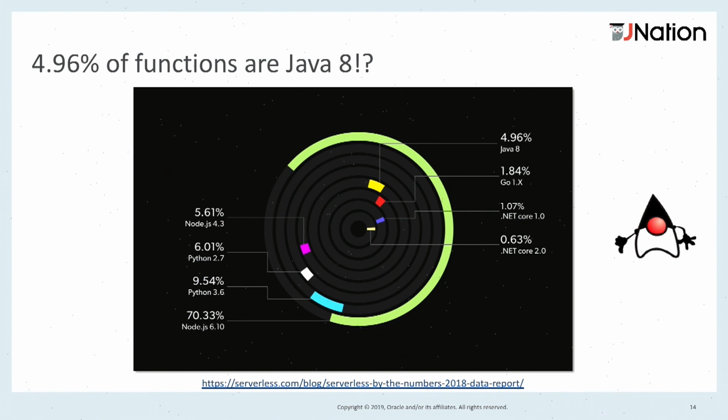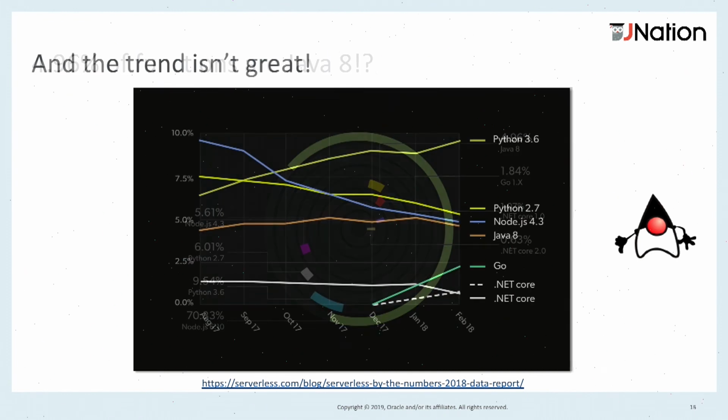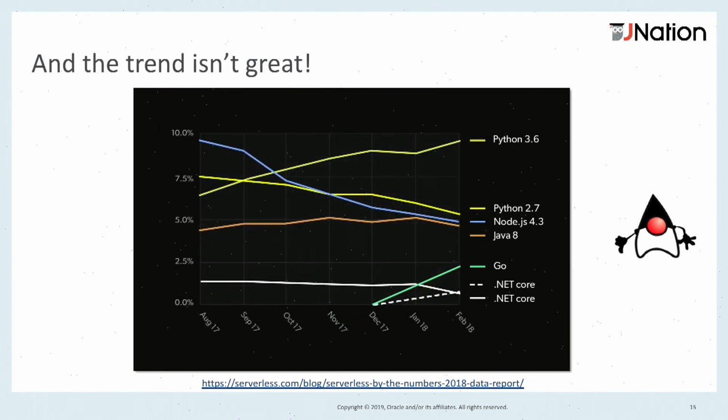And you see this little yellow box at the top. It's basically the Java usage within the serverless frameworks space. And it's not even 5%. So it's pretty low. Not only that, we see that basically it doesn't really grow.